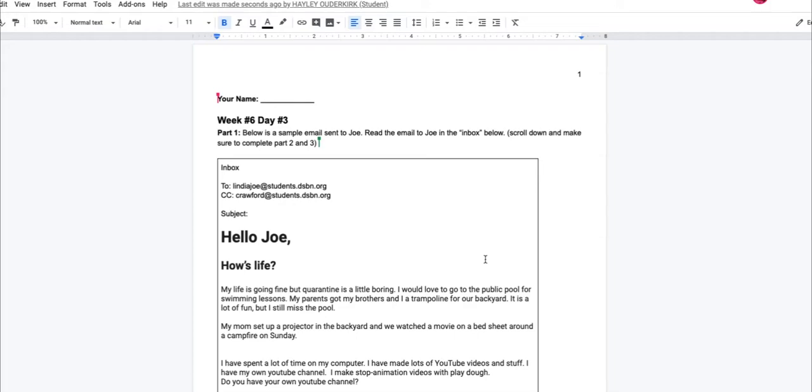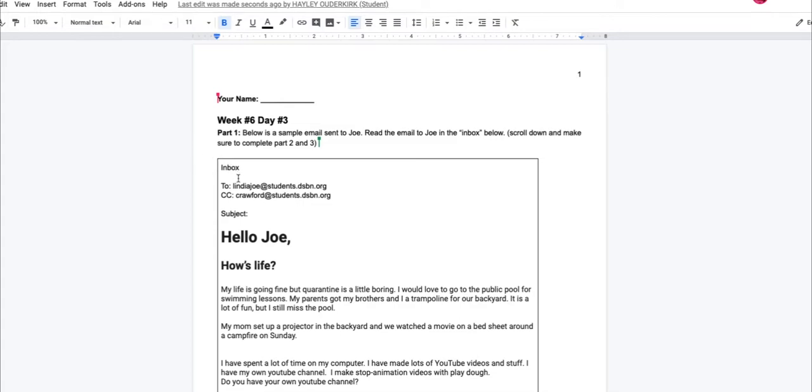Below this is a sample email sent to Joe. Read the email to Joe in the inbox below. Scroll down and make sure to complete parts 2 and 3. Good.